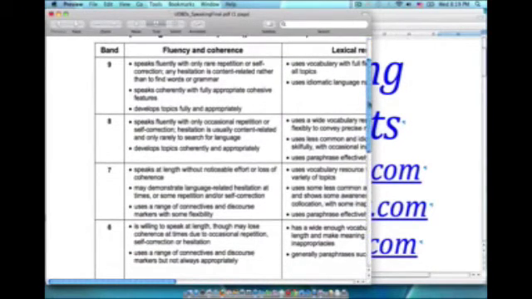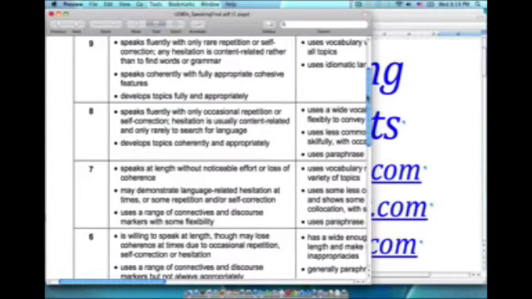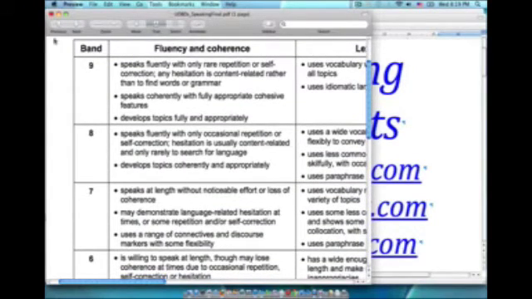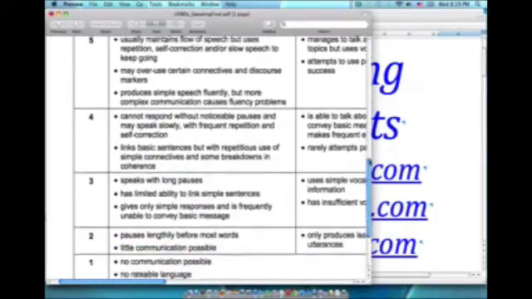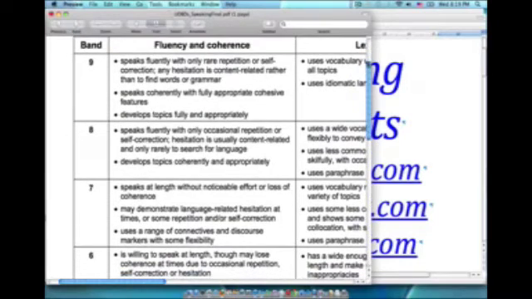So basically what you can see on the left-hand side is a column for the band of these various topics to be assessed. So the band starts at 9 and of course goes all the way down to 0. There are 4 broad categories that are assessed in this chart.